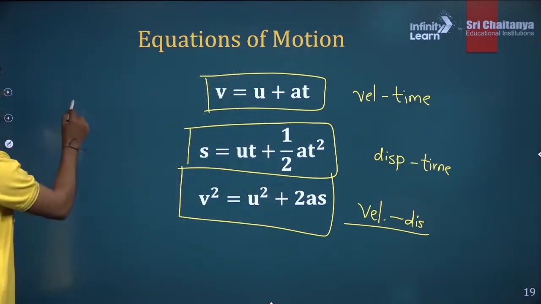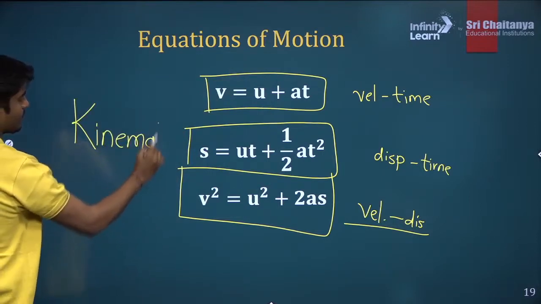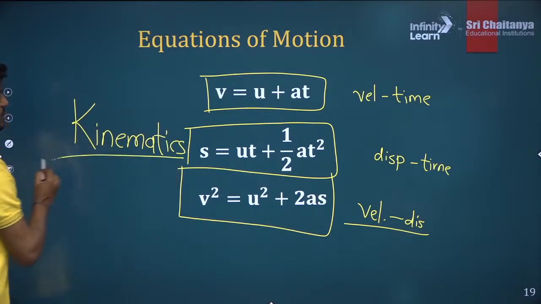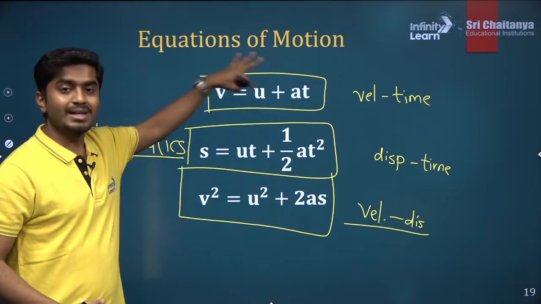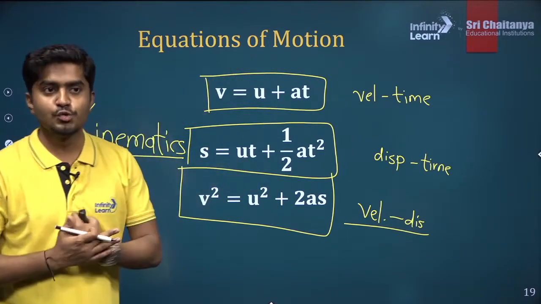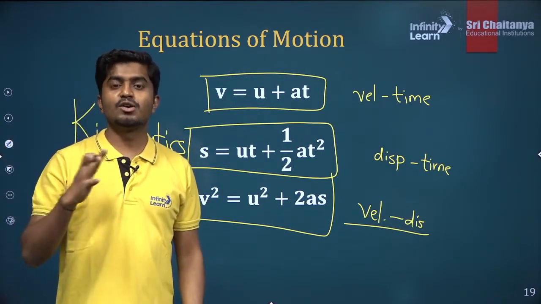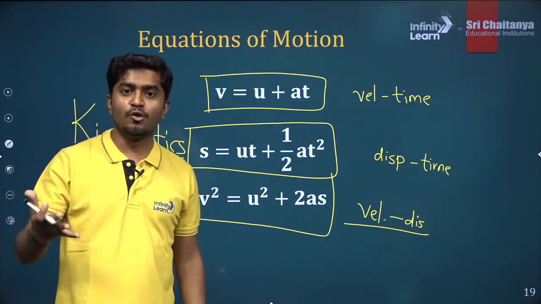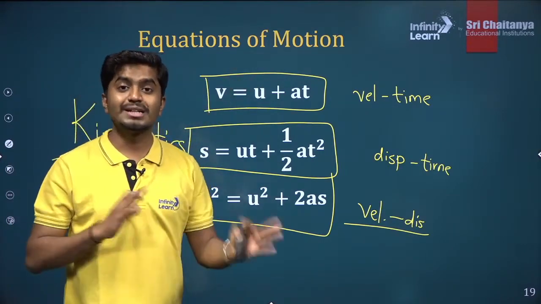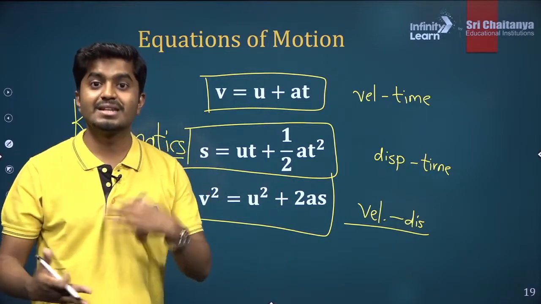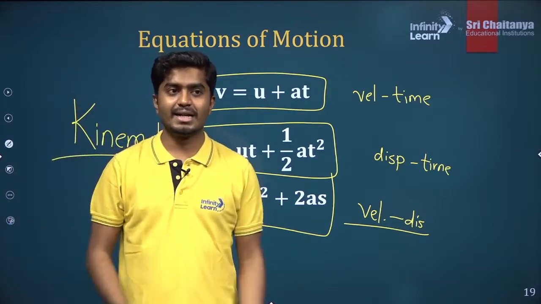These three equations are called kinematics. There is a branch of physics which deals with motion of objects, and mostly it is these three equations we are going to use. There are a lot of applications, and if you are in grade 9 in your school exams, a lot of 4 mark, 5 mark questions will come from these three equations, not the derivation but the application in real life examples. So we'll solve those questions in the next class.